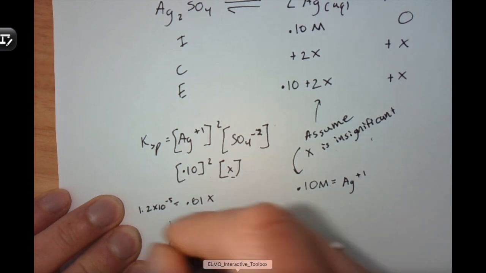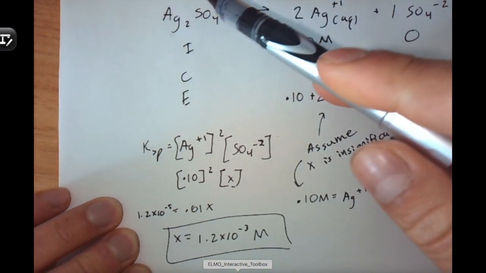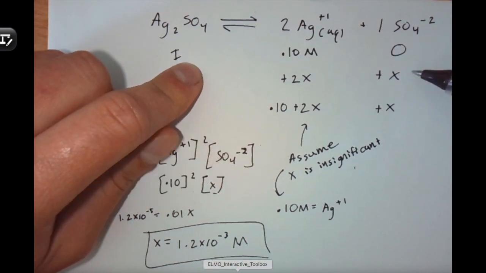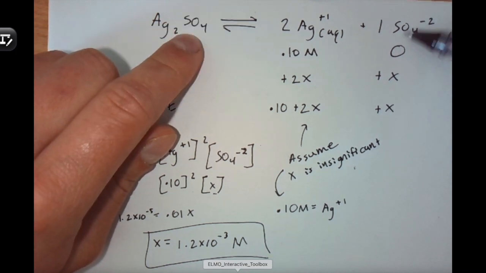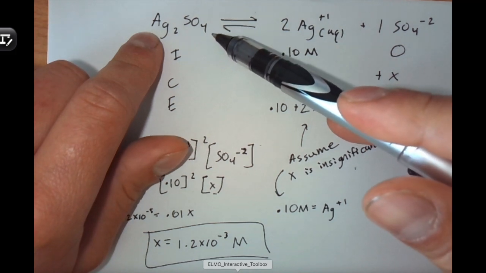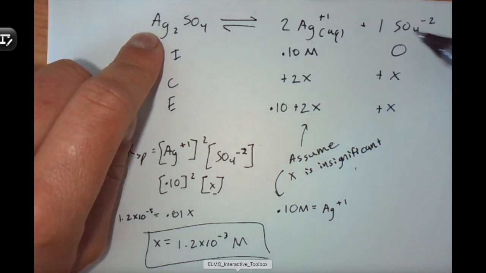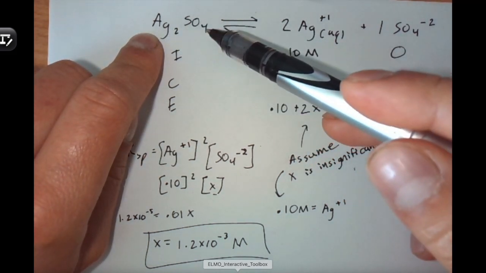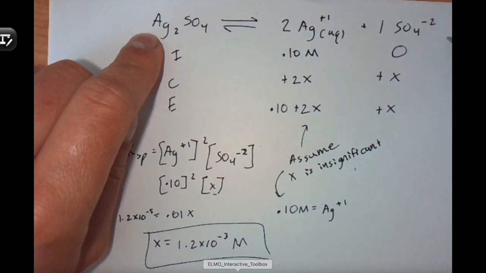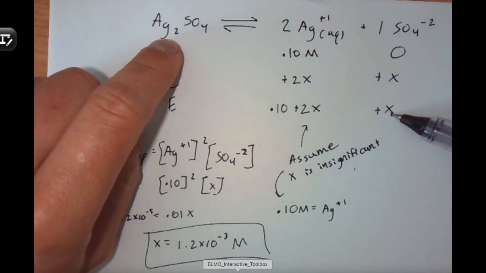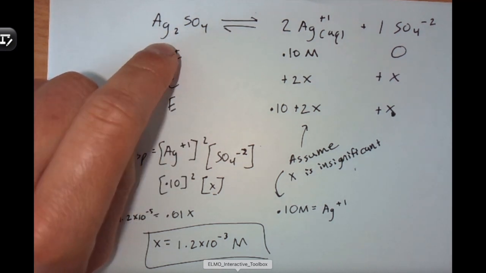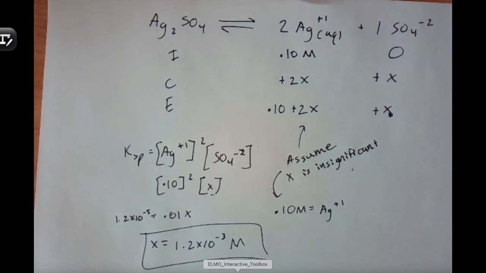That is my solubility of the sulfate, and it's a 1-to-1 ratio, one of these for one of these. So that's also the solubility of this compound, silver sulfate. One of these Ag2SO4s makes one sulfate. So if x is here, that means that's also the solubility of this compound. Cool. I know that's a lot.